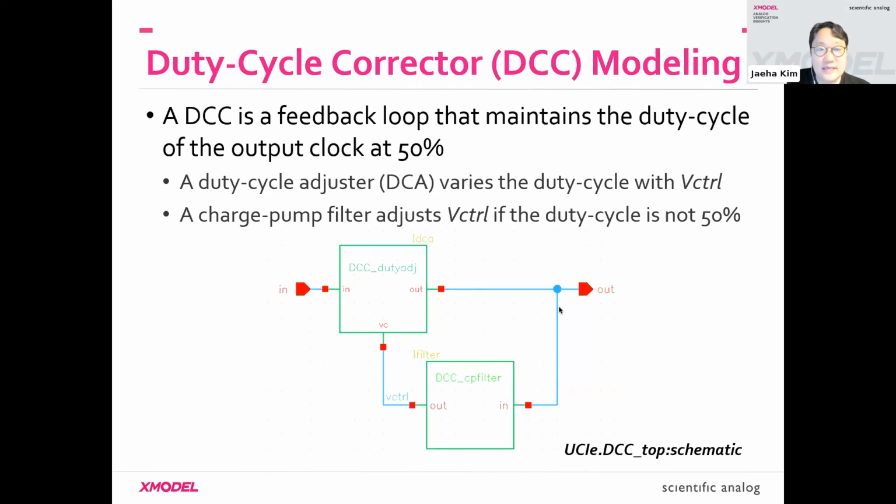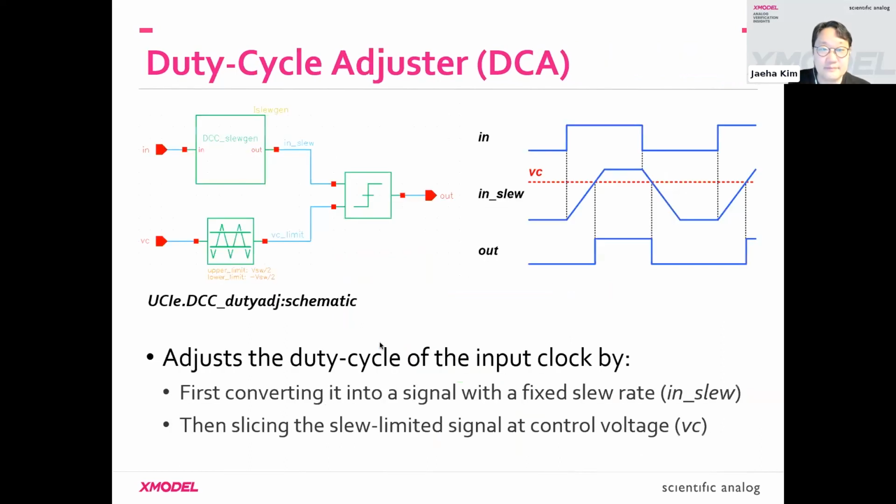So this DCC requires two components. One is the duty cycle adjuster. The other is the charge pump filter, which makes the adjustment. So how do we build the duty cycle adjuster?